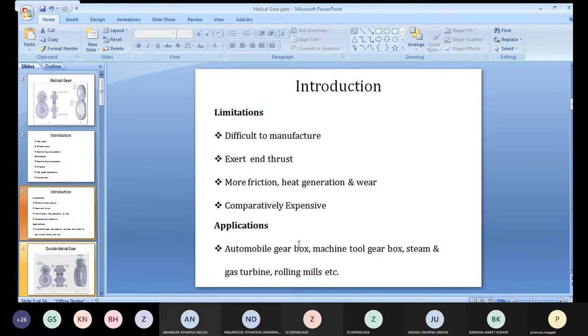So these are the basic applications. Just write down that. Automobile gearbox, machine tool gears, steam and gas turbine, rolling mills. So everywhere we need to transmit motion and power, so we'll have to use gears.